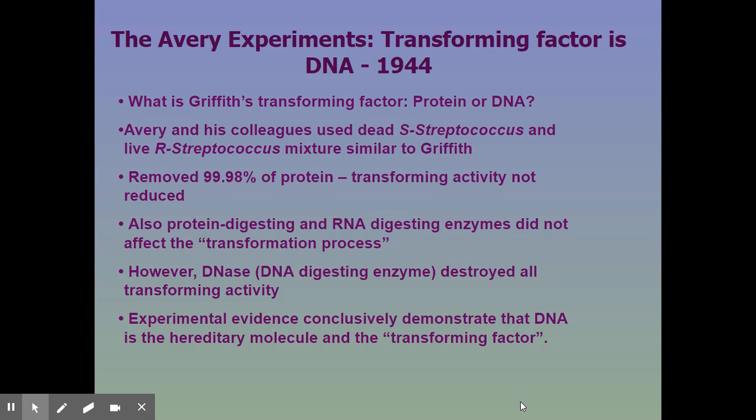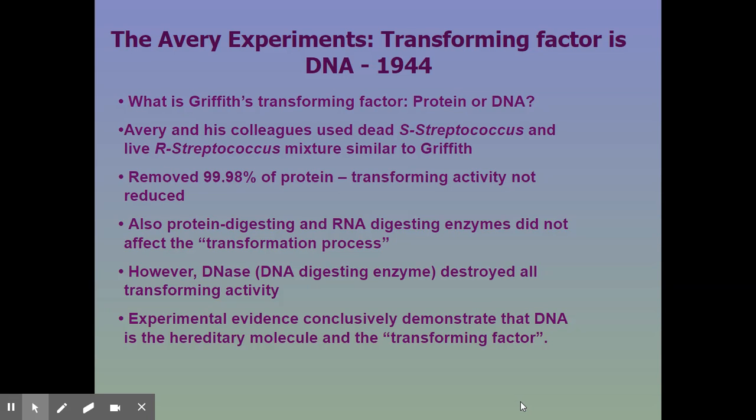The Avery experiments, conducted in 1944, were a way to determine what Griffith's transforming factor was: protein or DNA? They used a series of enzymes. They used DNase, an enzyme that breaks down DNA. They used proteinases, which broke down proteins, and they used RNases, which broke down RNA.